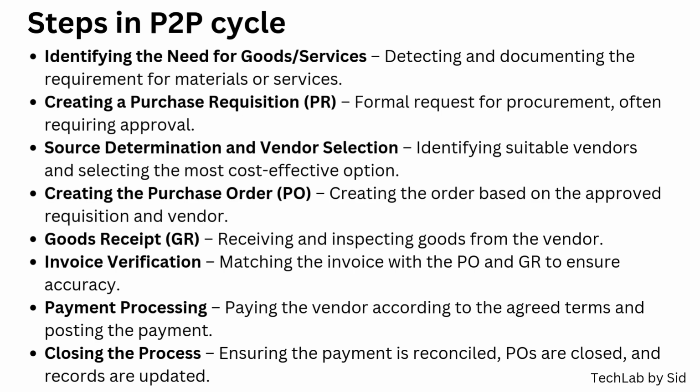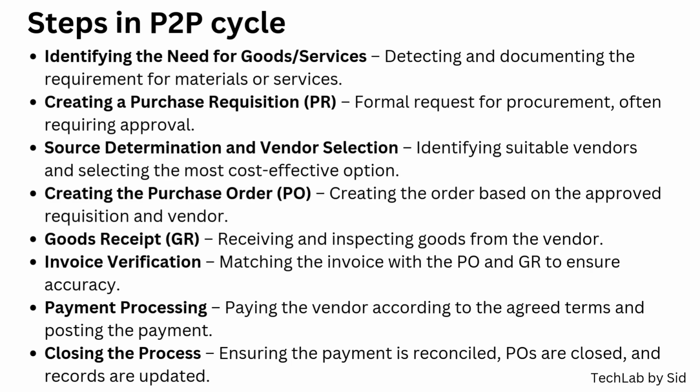Let's break down the steps involved in the Procure-to-Pay cycle. The first step is identifying the need for goods or services. This could be triggered by a variety of factors such as production requirements, inventory levels, or operational needs. Once the requirement is detected, it's documented to ensure that there is clarity on what needs to be purchased. After the need is identified, the next step is to create a purchase requisition or PR.